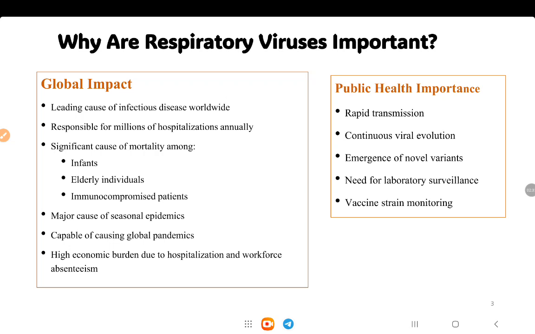For public health, these viruses are particularly challenging to control. Why? Because they are rapidly transmitted. Also, the viruses keep mutating over a long time and need ongoing laboratory monitoring to catch new variants and update the vaccine.